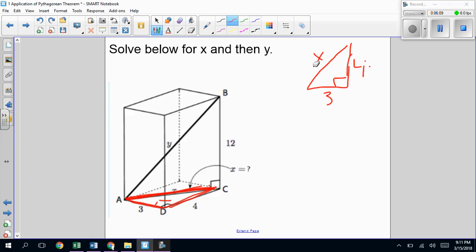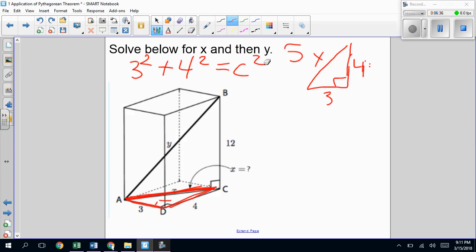And then we have x. Well, if you recall from last year, your Pythagorean triples, 3, 4, 5 is the Pythagorean triple there. It is a 3, 4, 5 right triangle, so we know x has to be 5. Or you can do 3 squared plus 4 squared and solve that. You'll get the square root of 25, which is 5.